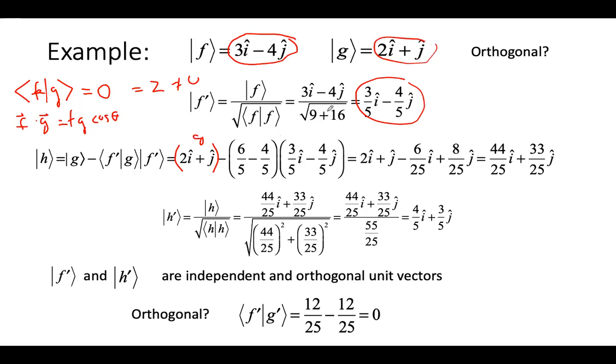Okay, and so I think I went 2 times 3/5. That's where I got the 6/5. And I went 1 times minus 4/5. I got the minus 4/5. 6/5 minus 4/5, I guess, is 2/5, right? Okay, so that's what I mean when I say it's just a number, in this case, 2/5. And then I multiply it by F prime, which is that guy right there. And so there's my original G, and I had to subtract off 2/5 times my unit vector F prime.